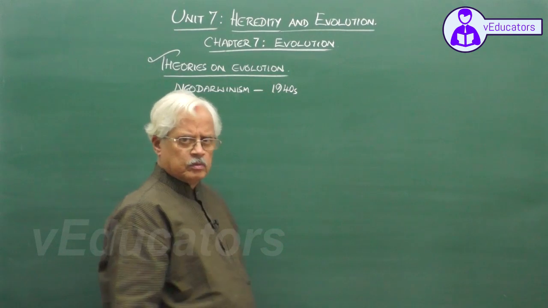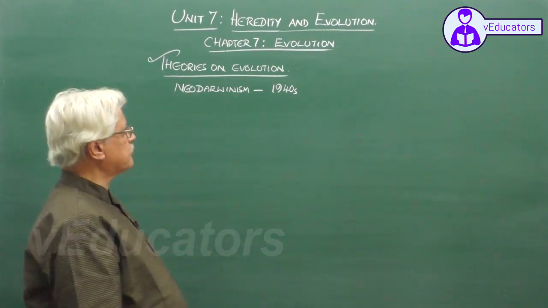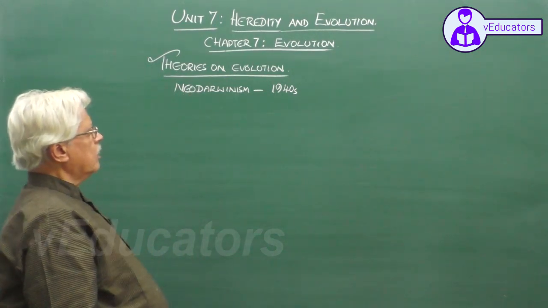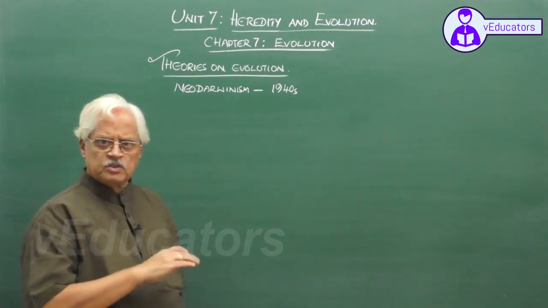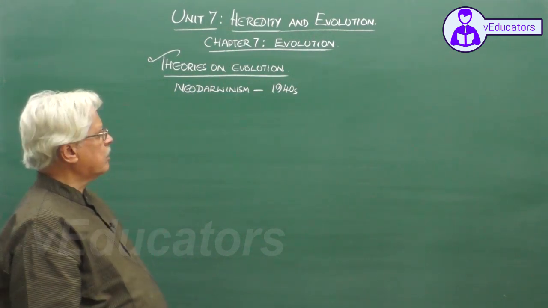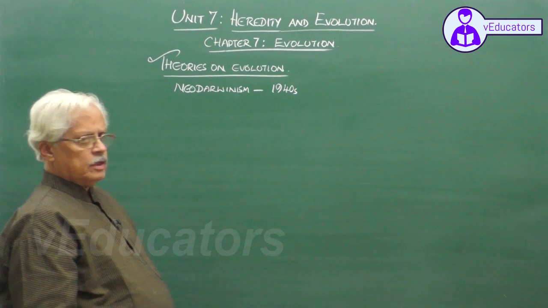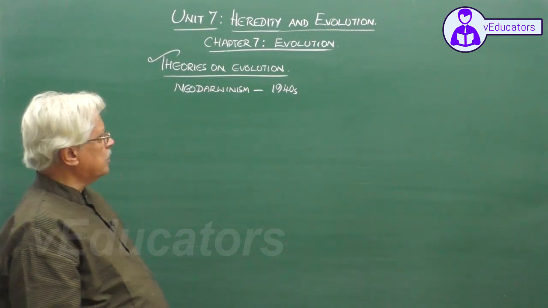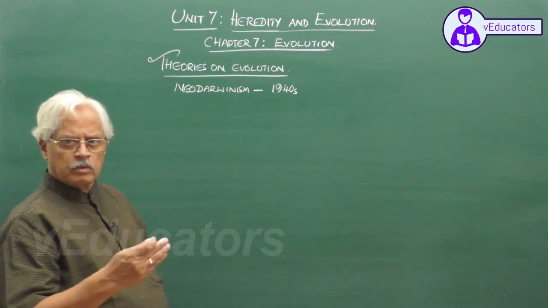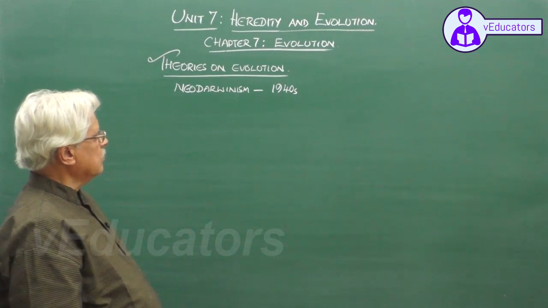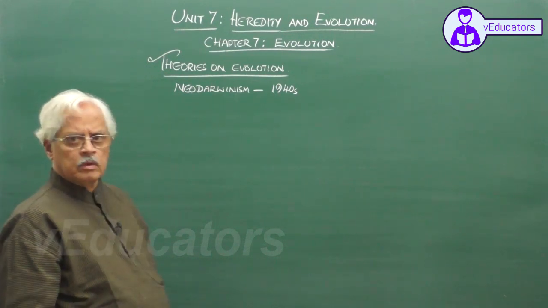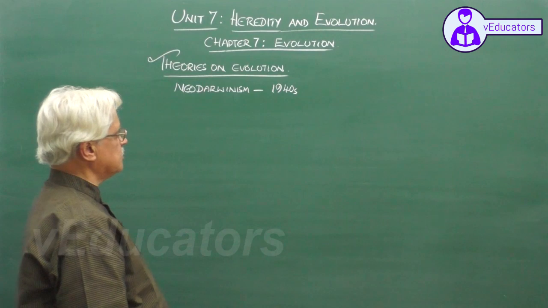Neo-Darwinism came up in the 1940s. It combined the ideas of Darwinism and mutation theory in the light of the available knowledge on Mendelian inheritance, variations and all that.